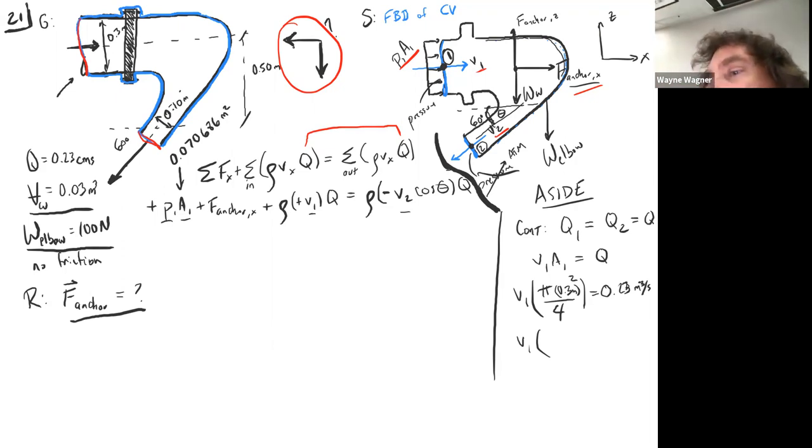And we're going to get V1 equals 3.2538 meters per second.